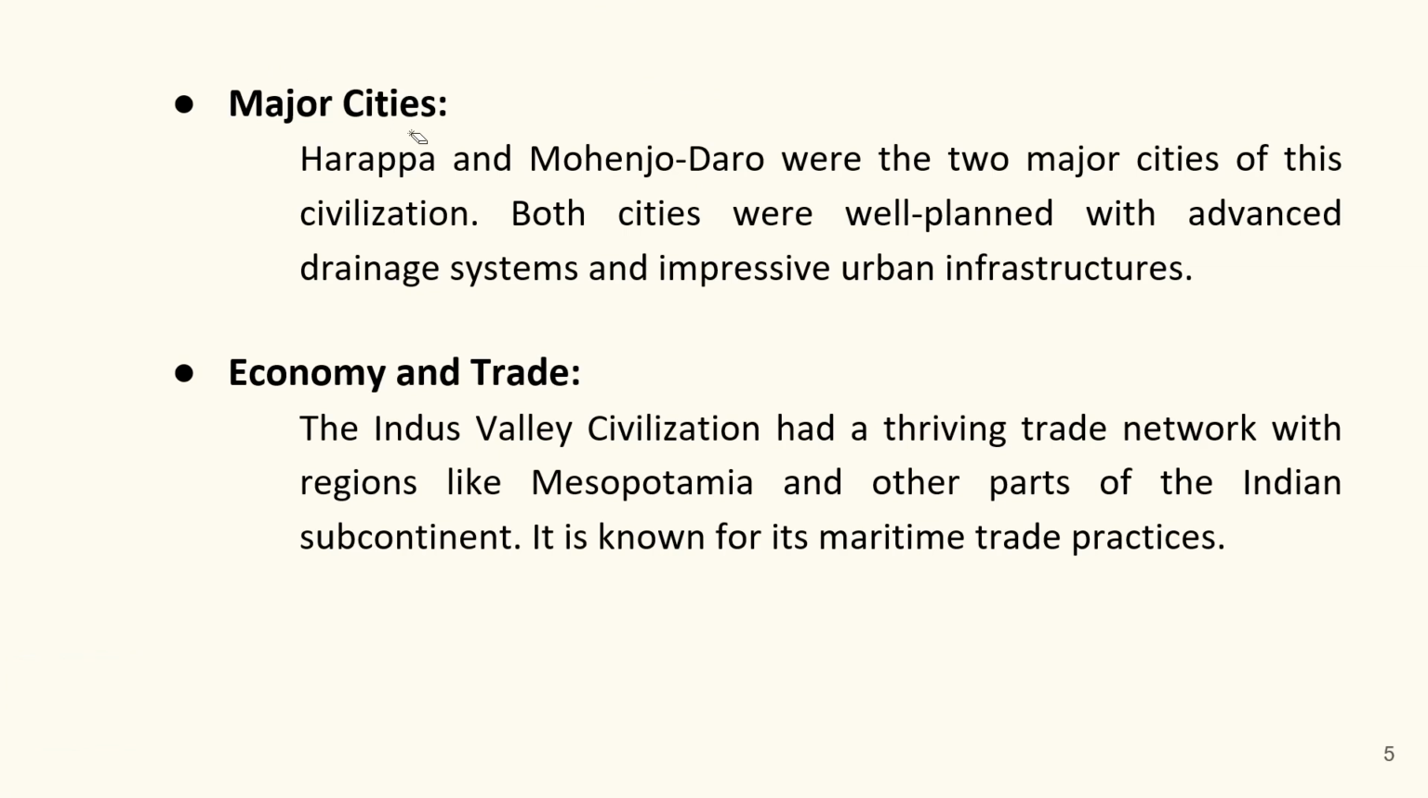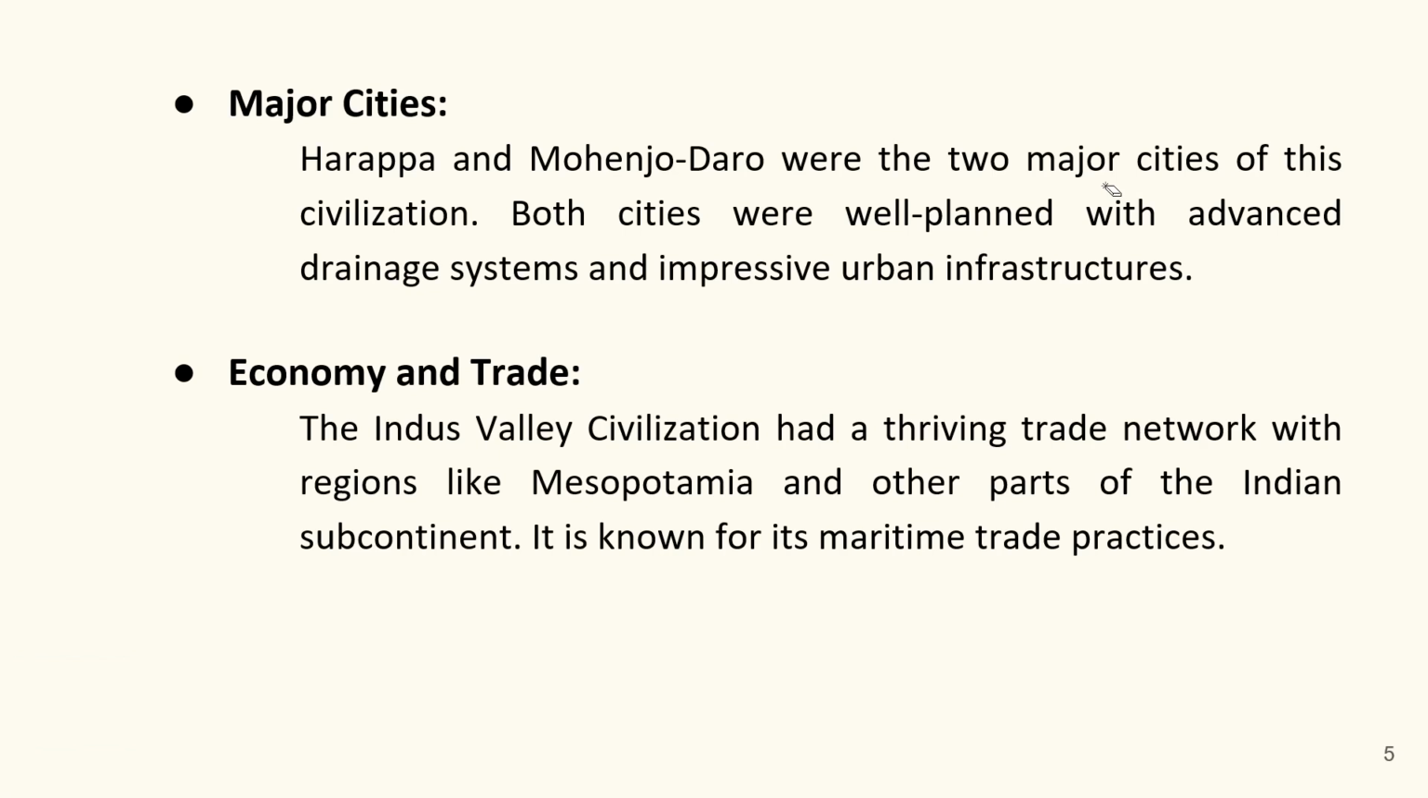When we study the Indus Valley civilization, there is one thing we need to keep in mind, that it was an urban civilization. There was a concept of urbanization, meaning there were industries, shipping, transportation facilities, and a developed economy. And Harappa and Mohenjo-daro, which we found there, were well-planned cities with advanced drainage systems and impressive urban infrastructure.